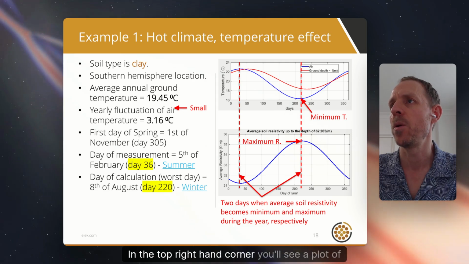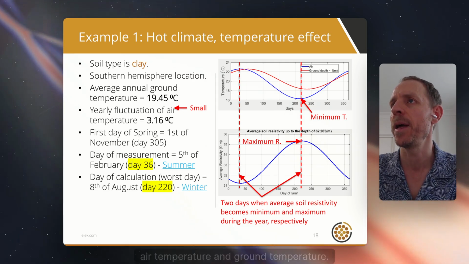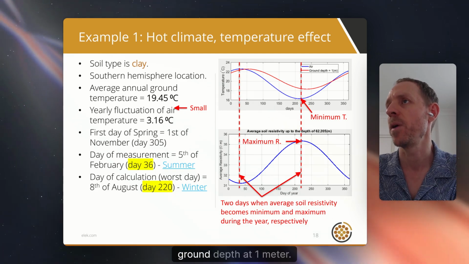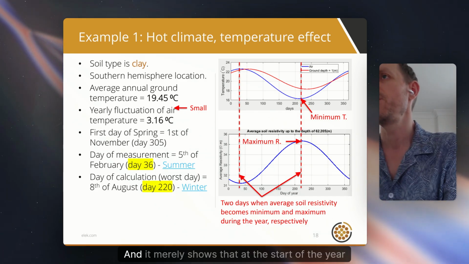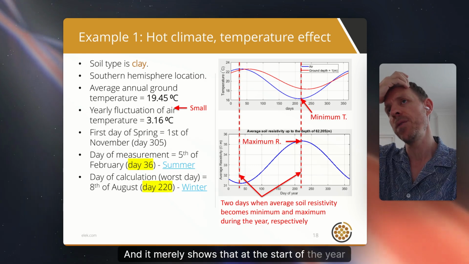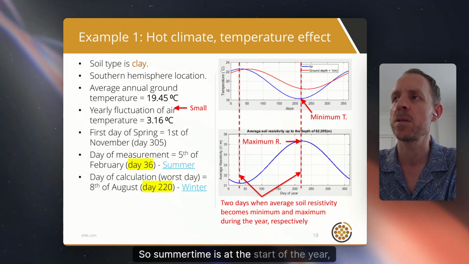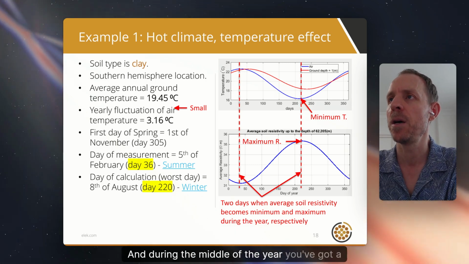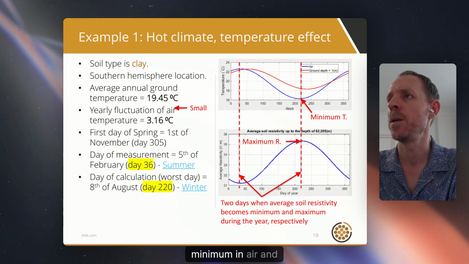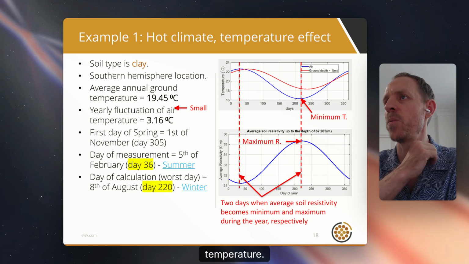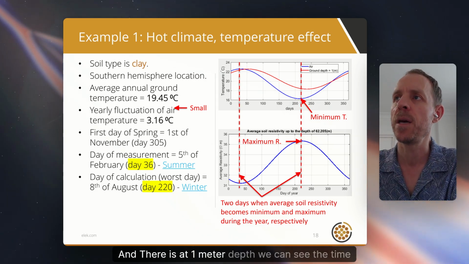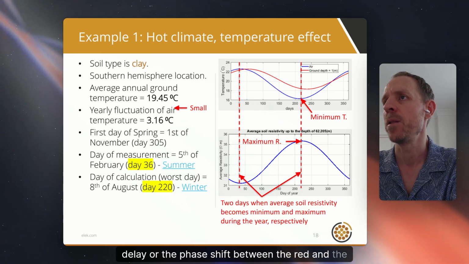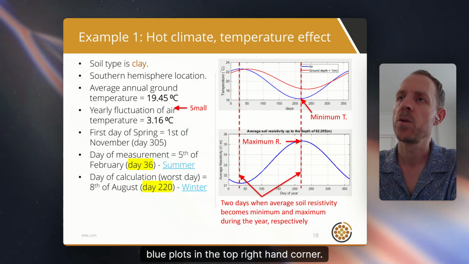In the top right-hand corner, you'll see a plot of air temperature and ground temperature, at ground surface and at 1 meter depth. It merely shows that at the start of the year, you've got a peak. So summertime is at the start of the year, hence it's a southern hemisphere location. And during the middle of the year, you've got a minimum in air and soil temperature. At 1 meter depth, we can see the time delay or the phase shift between the red and the blue plots in the top right-hand corner.